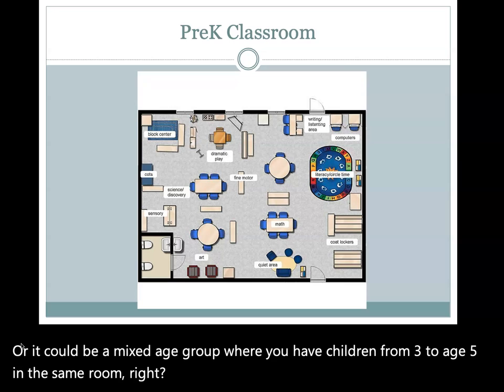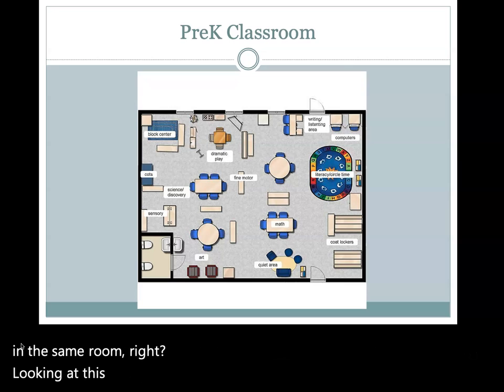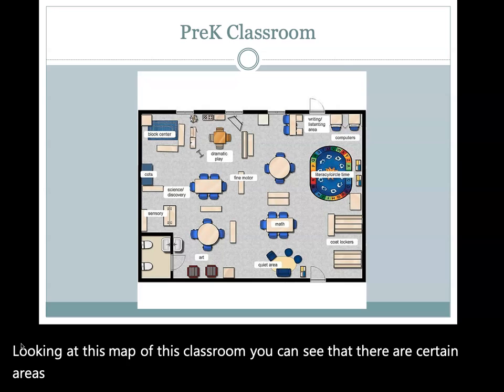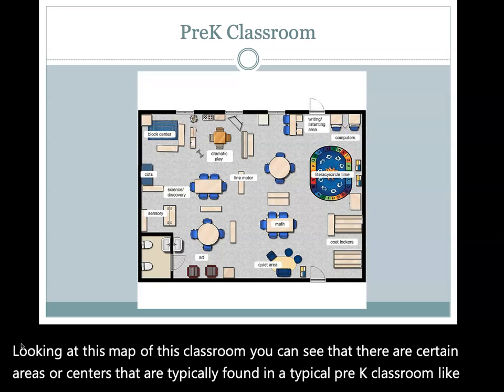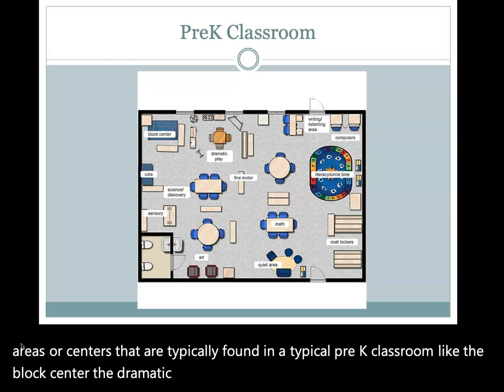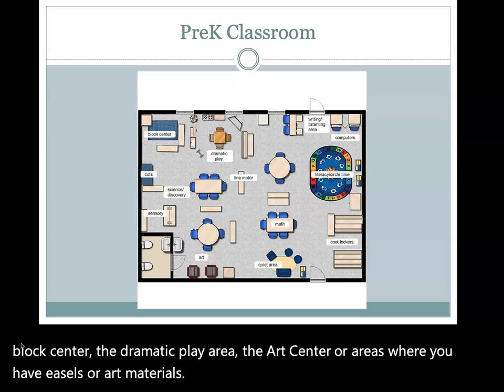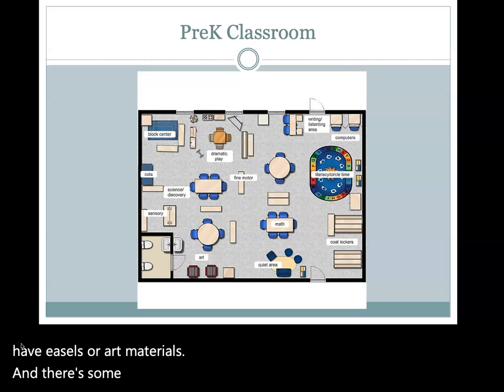Looking at this map of this classroom, you can see that there are certain areas or centers that are typically found in a typical pre-K classroom, like the block center, the dramatic play area, the art center, or areas where you have easels or art materials. And then the fine motor or manipulatives area is also very typical.